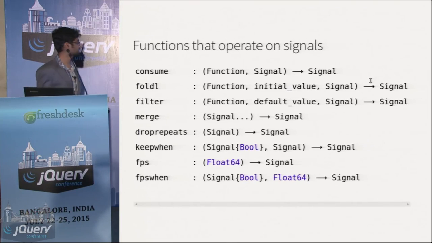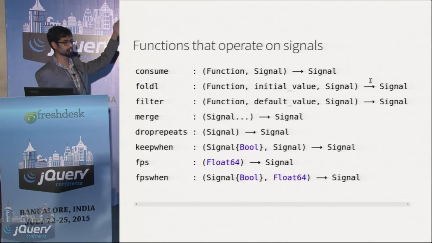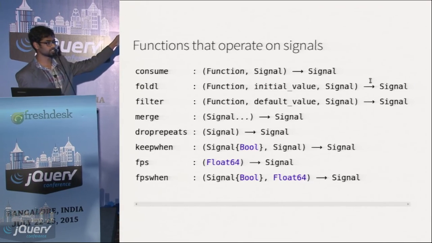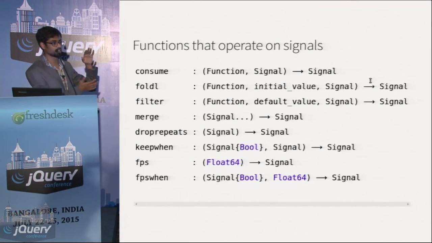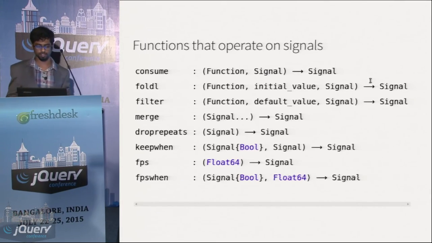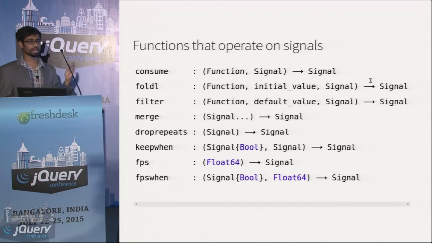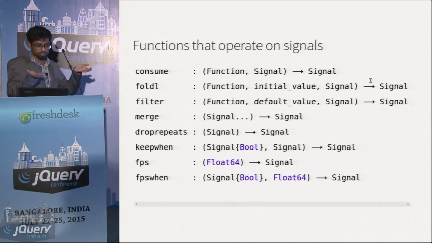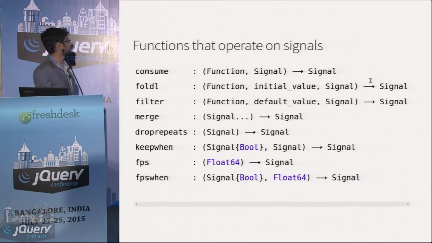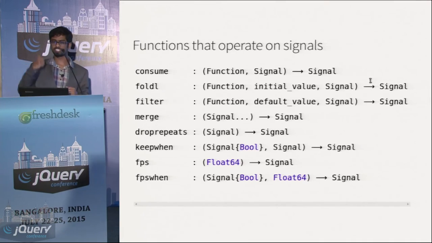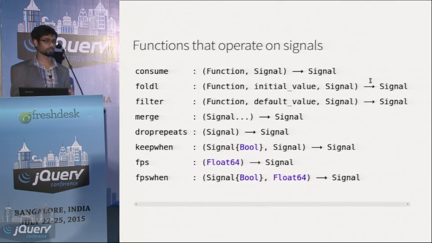So these are the functions that work on signals and give you more signals. You can say it's like the algebra of signals or something like that. So there is firstly consume, which takes a function and a signal. And for every update to that signal, it applies the function and then returns a new signal whose values are the function applied to each update, right? So it's basically like map, or it's also called lift, because it lifts you into the time dimension or something like that.